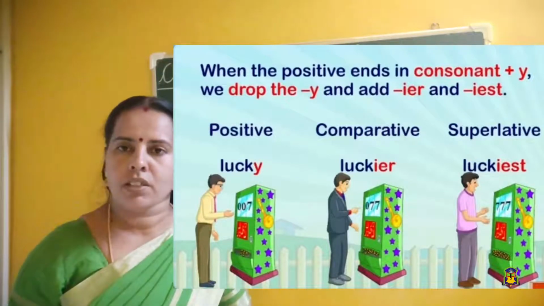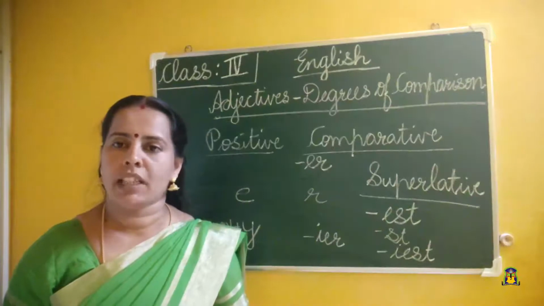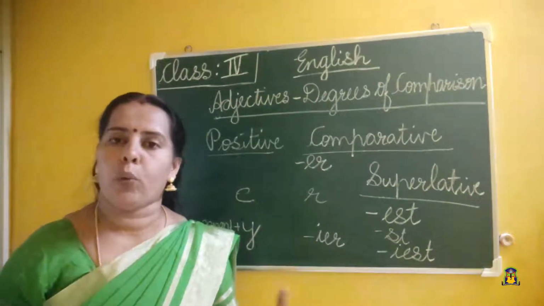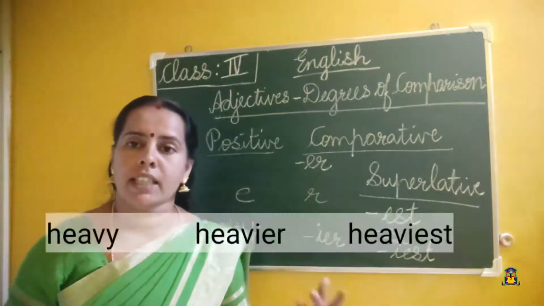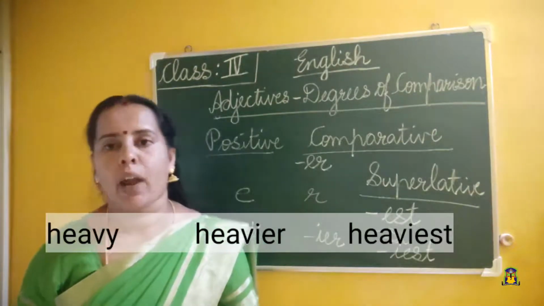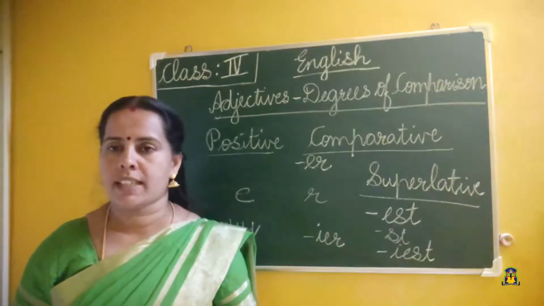Understood, children? Heavy. H-E-A-V-Y. Heavy. Heavier. H-E-A-V-I-E-R. Heavier. H-E-A-V-I-E-S-T. Heaviest. Okay, that is the spelling now.